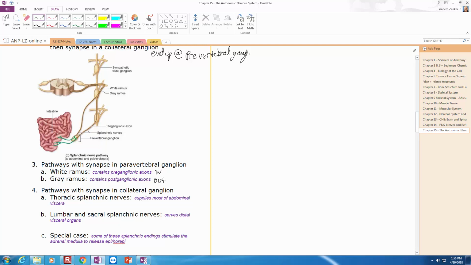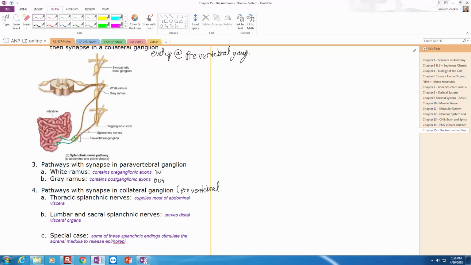Pathways with the synapse in the collateral ganglion, what they're talking about is the prevertebral ganglia there. Okay, and then remember when we were talking about thoracolumbar? Here we have the thoracic splanchnic nerve. So you guys already know that has to be talking about what? Sympathetic, yeah. And then lumbar and sacral splanchnic. The lumbar part of it, you know for sure, we're still talking about sympathetic. If they're talking about pelvic splanchnic, we're talking about who?